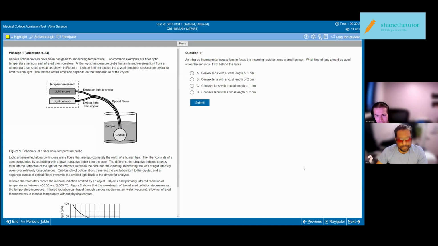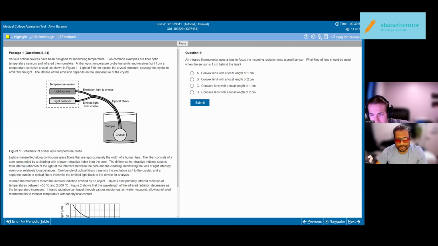Next is this. I don't even think we need to read the passage for this question. Basically, it says an infrared thermometer uses a lens to focus incoming radiation onto a small sensor. Which kind of lens should be used when the sensor is 1 centimeter behind the lens? Okay, so what are your thoughts?